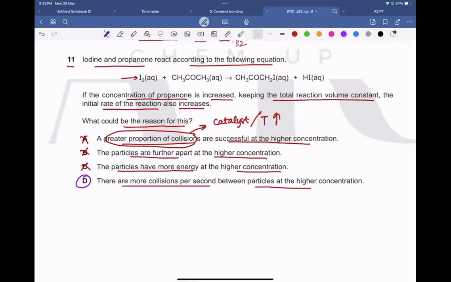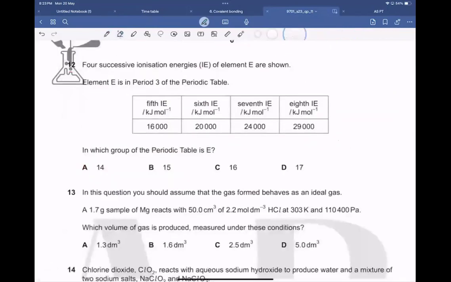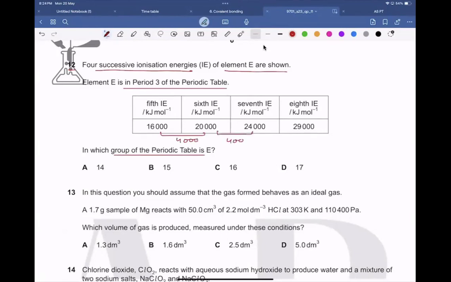Okay. Now, question number 12. Four successive ionization energies of element E are shown. Element E is in period 3 of the periodic table. In which group of the periodic table is E? From this, you can see there is almost a difference of 4,000, then again almost a difference of 4,000, and then almost a difference of 5,000.